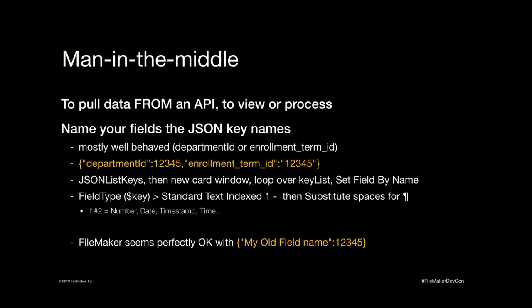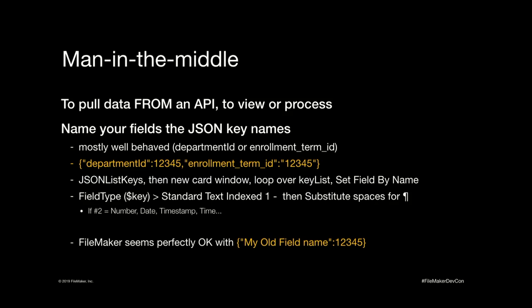So it's really simple. They're mostly well-behaved, you know, they're camel case or they've got underscores in them. So with a piece of JSON like that in yellow, it'd be really quick to set the fields that you've got in your table with that. You don't have to do translation at that point.